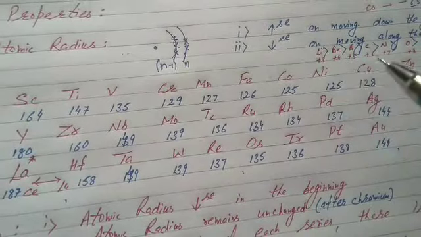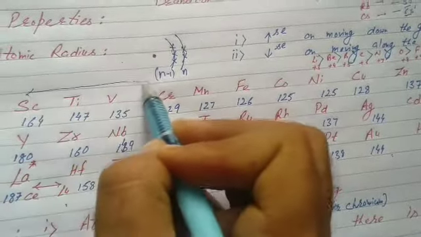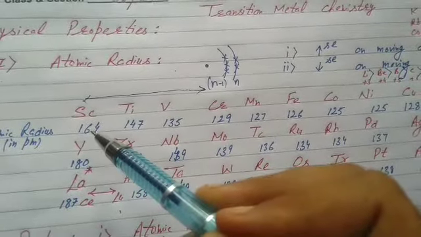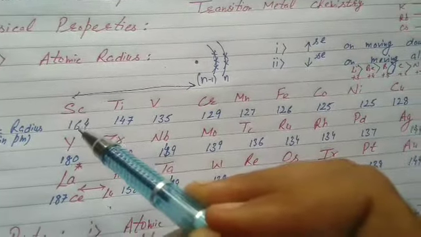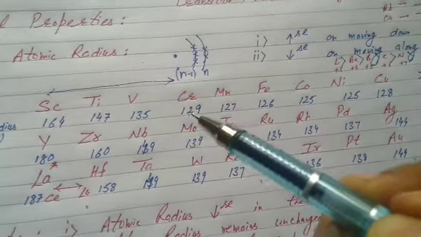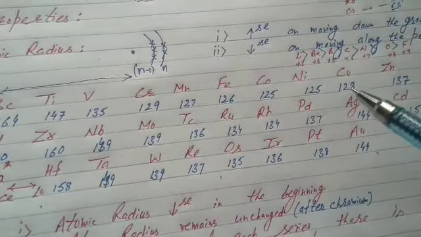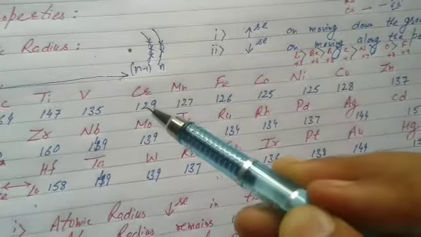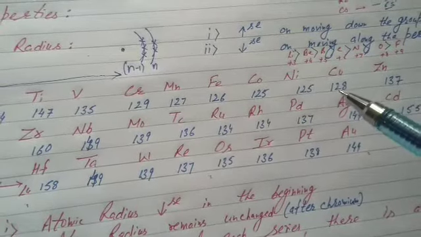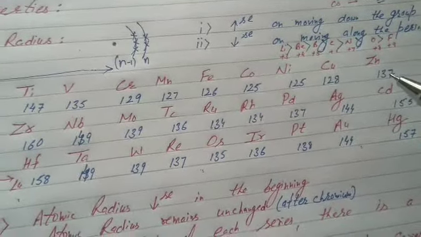So for the particular transition series, please look here, this is the first transition series: scandium, titanium, vanadium, chromium, manganese, iron, cobalt, nickel, copper, zinc. Atomic radius decreases in the beginning. It is measured in picometer, all of you know. That's the first series: 164, 147, 135, 129. It decreases in the beginning, but after the midway it becomes almost constant, 129. We proceed up to 5 members, but it is still the same, 128. And again there is a slight increase at the end of the series.